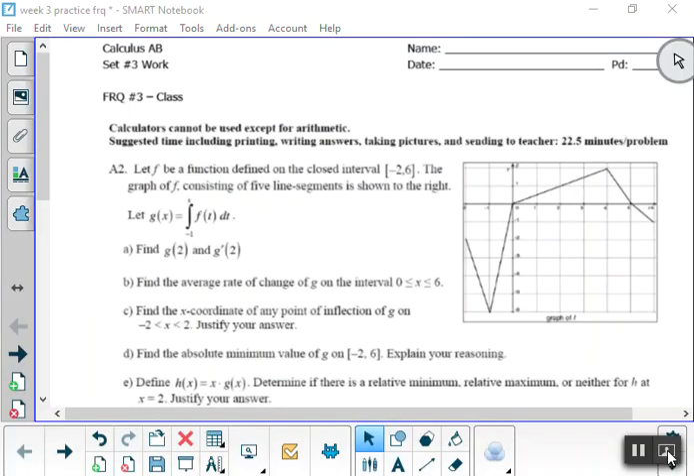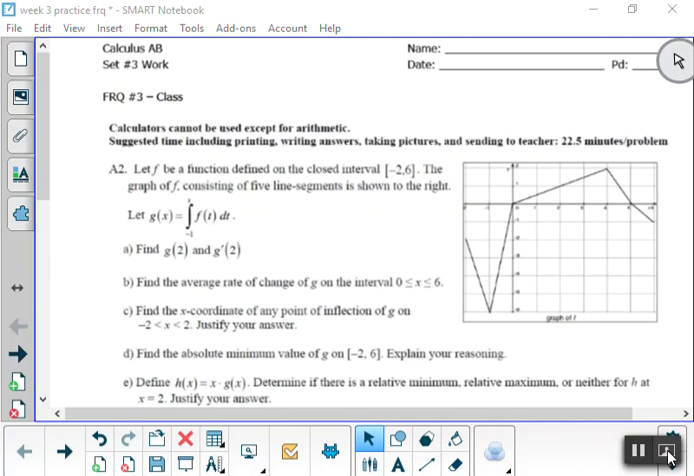So let's switch to, how do I switch? I'm so dumb. Oh, there we go. Okay, let's switch to that.